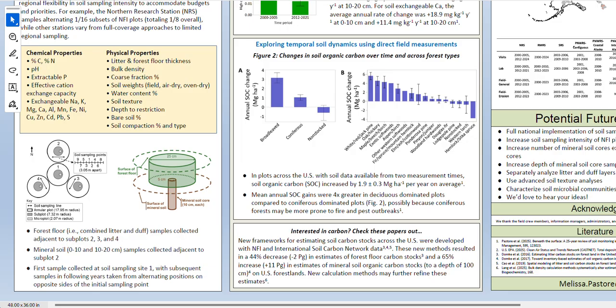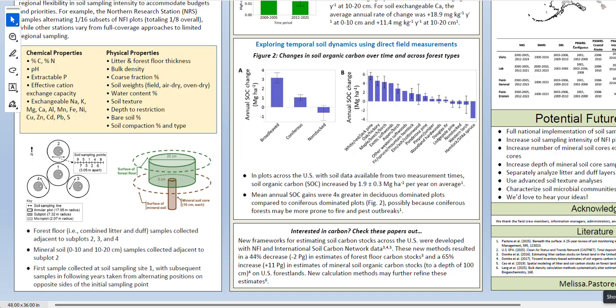But the direct measurements available to date suggest that broadleaf forests have generally gained more SOC than coniferous forests, possibly because coniferous forests may be more prone to fire and pest outbreaks, but we'll see how these patterns play out as more plots are remeasured. And then I included a note here on the bottom.